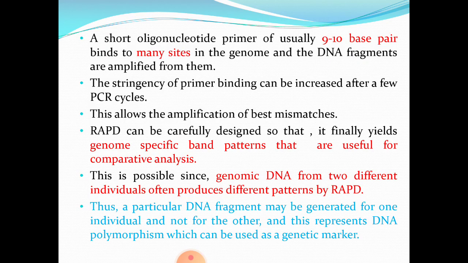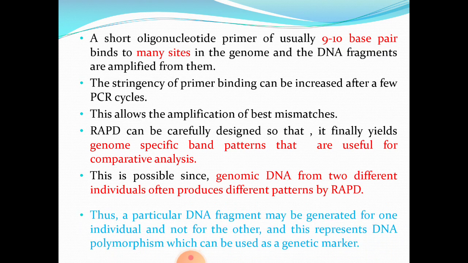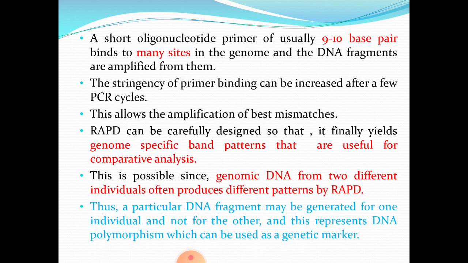So this is the platinum sentence in your answer. Therefore, I have highlighted it. I'll repeat. A particular DNA fragment may be generated for one individual and the same may not be so in another individual, and therefore there occurs DNA polymorphism, which can be used as a genetic marker.